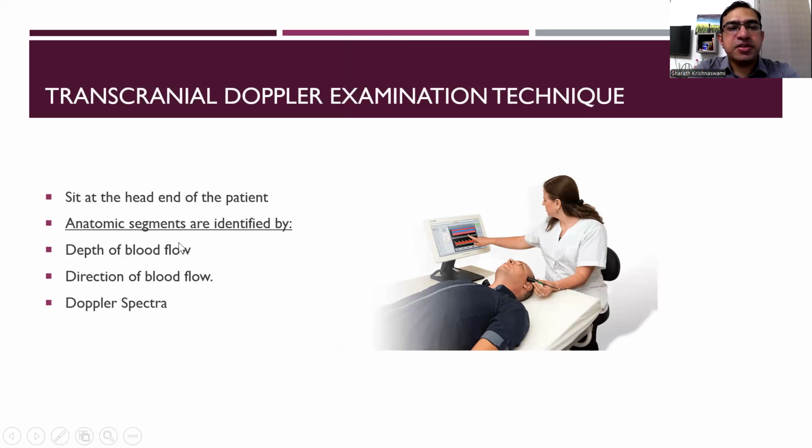The anatomic segments that you have to identify are the depth of the blood flow, the direction of the blood flow, and the Doppler spectra. The depth of the blood flow will help us understand which artery we are trying to insonate. The direction of the blood flow will also help in further the same. And the Doppler spectra will help us figure out whether the flow is towards the probe or away from the probe.